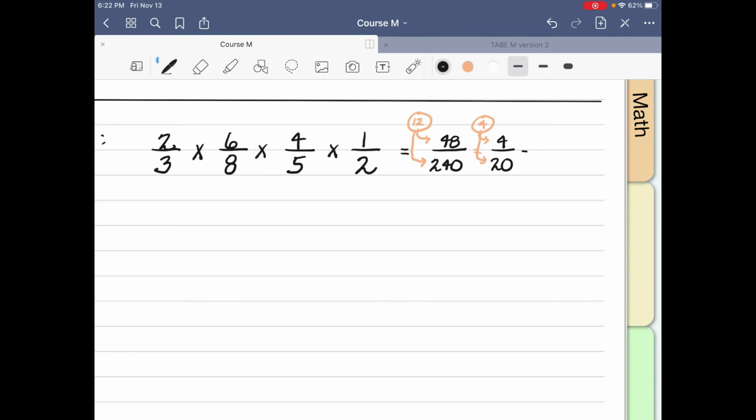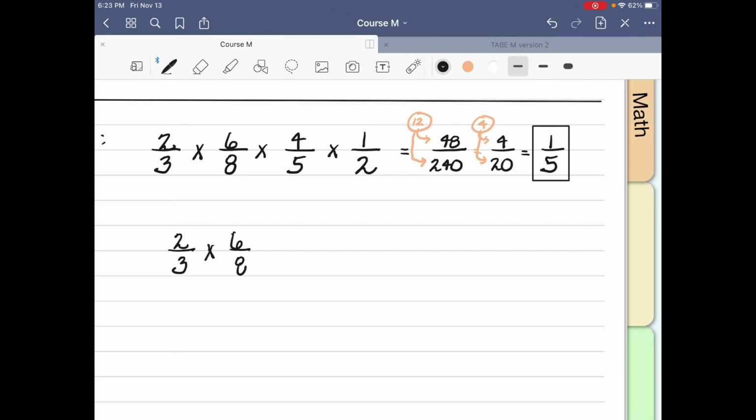So 4 into 4 is 1, 4 into 20 is 5. And that is the final answer. This is not the way I would do this problem. Let me show you how to cancel on this one. You'll like this.